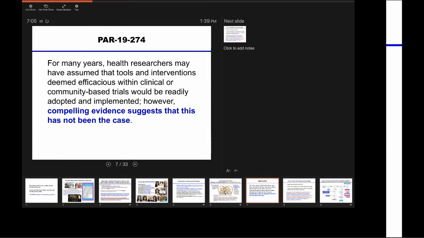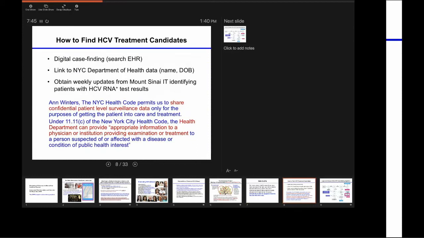And I would just mention parenthetically, there was a test of leftover blood that was done up in a Bronx emergency department, and they found that 80% of the people who tested positive for hepatitis C already had a positive hepatitis C test in their medical record. So there's all this information that's just laying fallow, and we wanted to harvest this information.